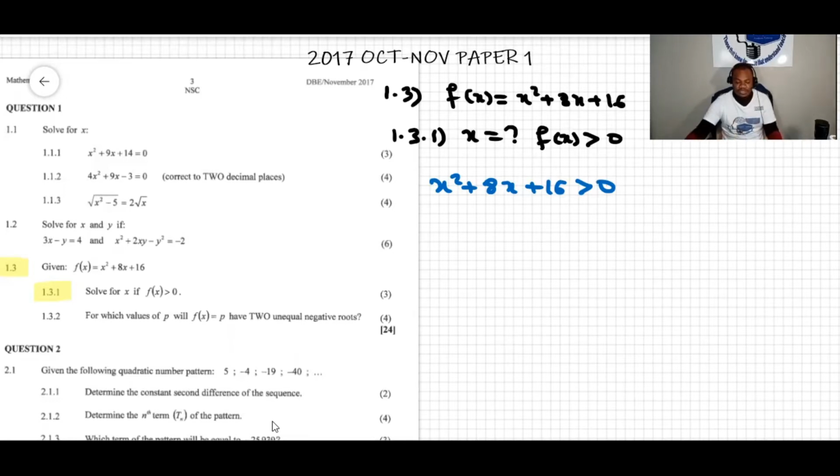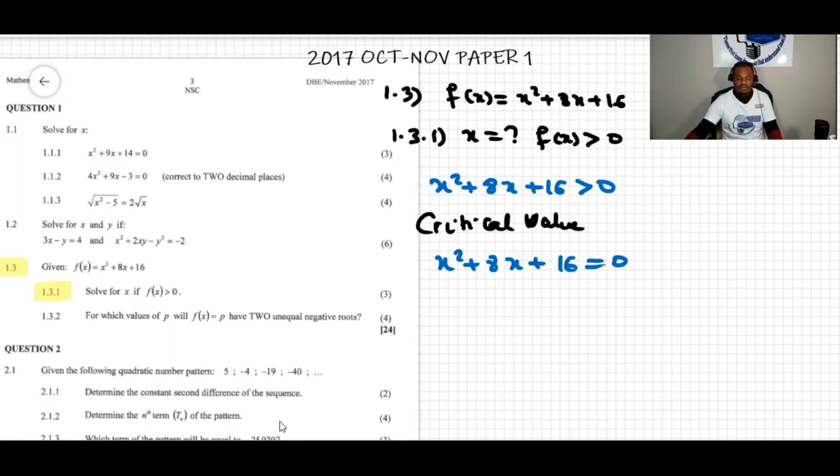Okay, so now in this situation, to find the critical values, I'll write here critical values. The critical values are the values of x when the given function or the given equation is equal to 0. So over here, I'm going to write x squared plus 8x plus 16 equal to 0.